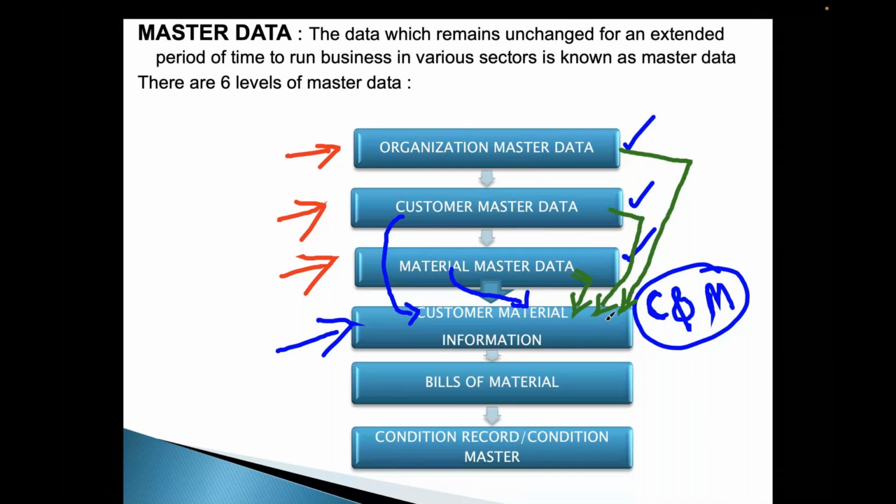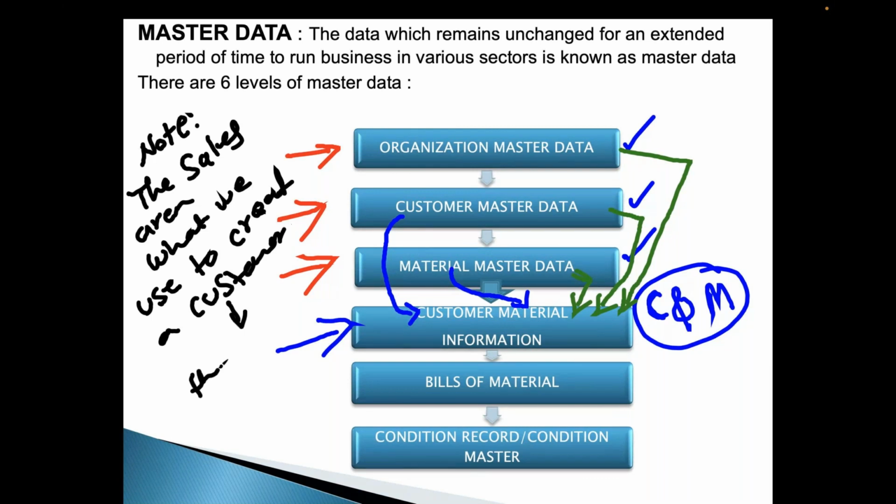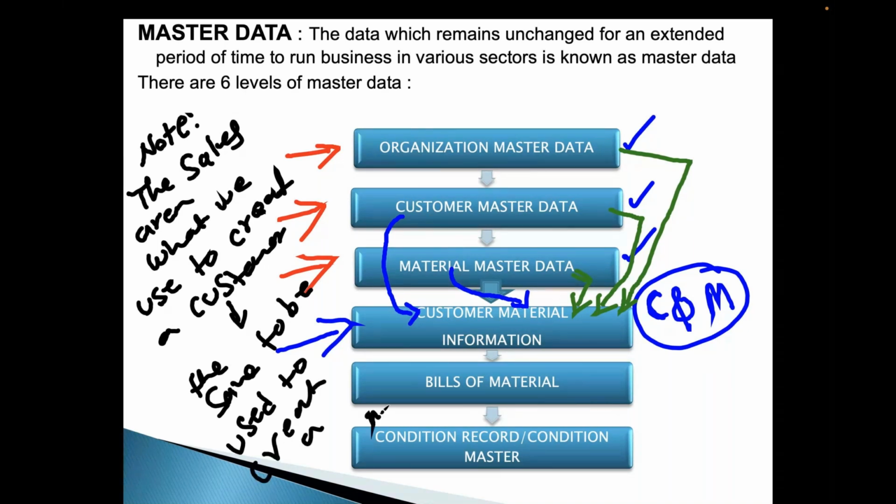So why am I highlighting this? Remember one point, very very important. Please make a note of this also. The sales area we use to create a customer, the same to be used to create a material. Customer belongs to Chennai, materials belong to Mumbai. You cannot maintain the combination of both in the system.